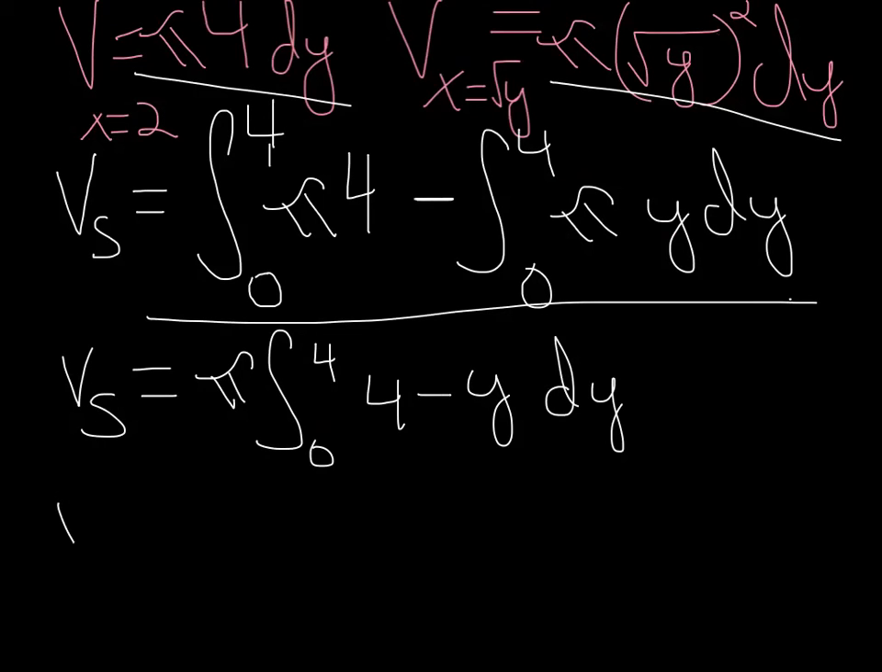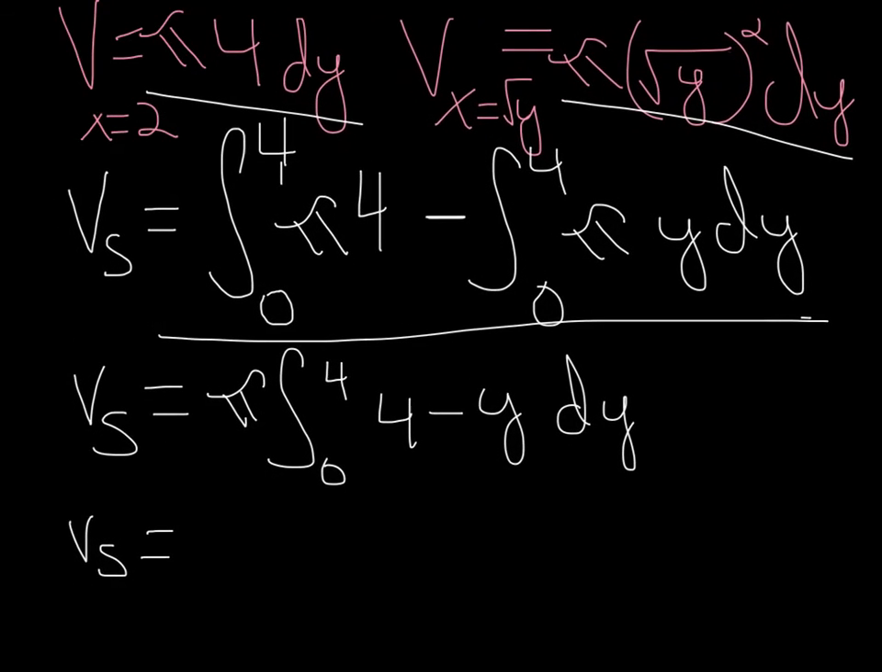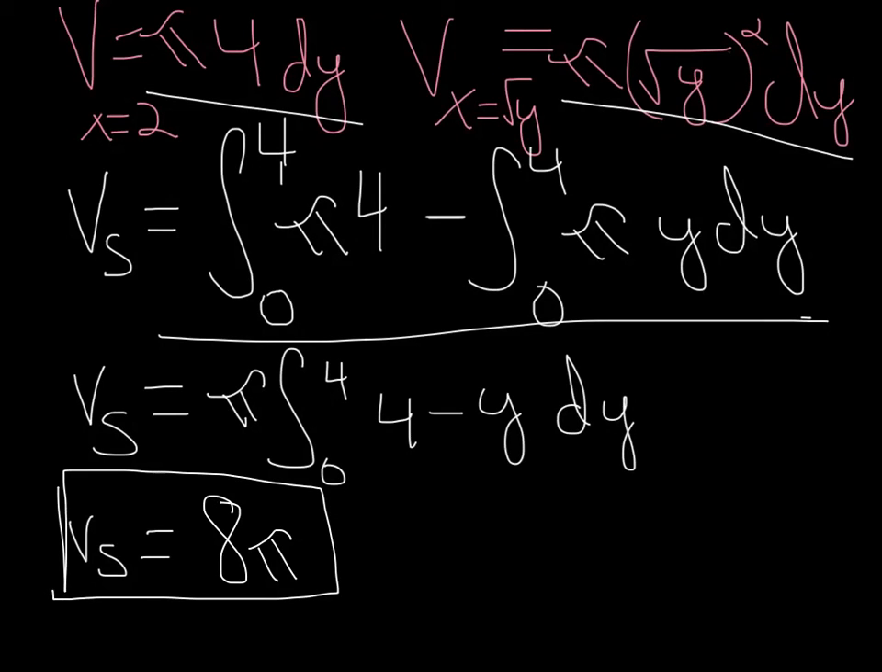And then we can just solve for it, and we get V of S equals 8 pi. Alright, that is how you find the volume of a solid using the washer method.